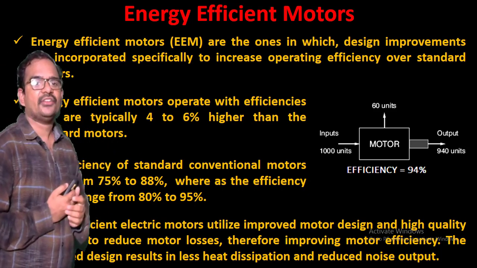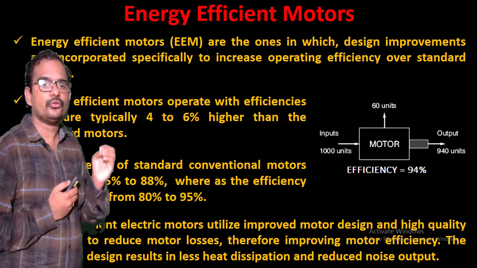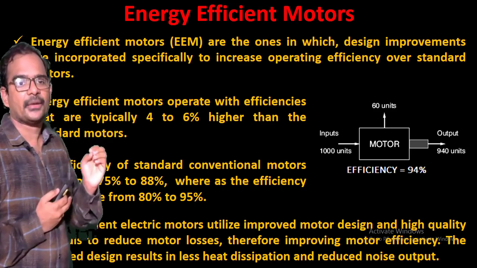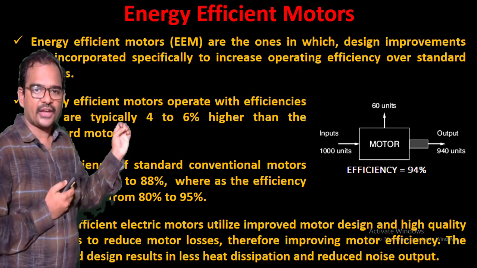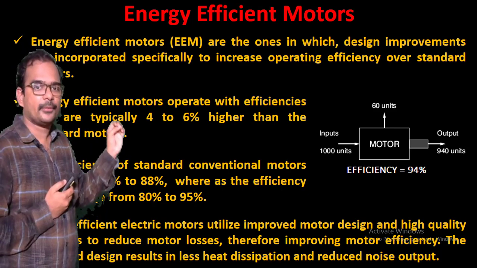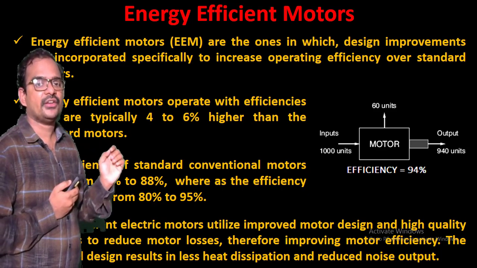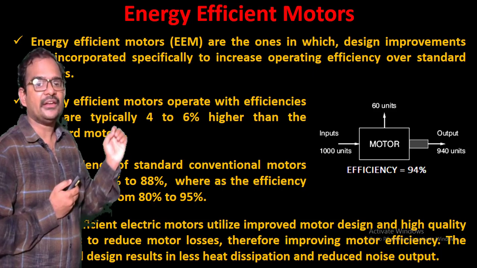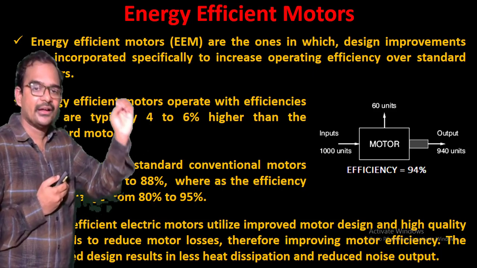Now, the energy efficient motors operate with efficiencies that are typically 4 to 6% higher than that of the standard motors for the same kilowatt or HP rating, right? So the efficiency of standard conventional motors ranges from 75 to 88%, whereas the efficiency of the energy efficient motors (EEM) ranges from 80% to 95% for the same HP or kilowatt ratings.